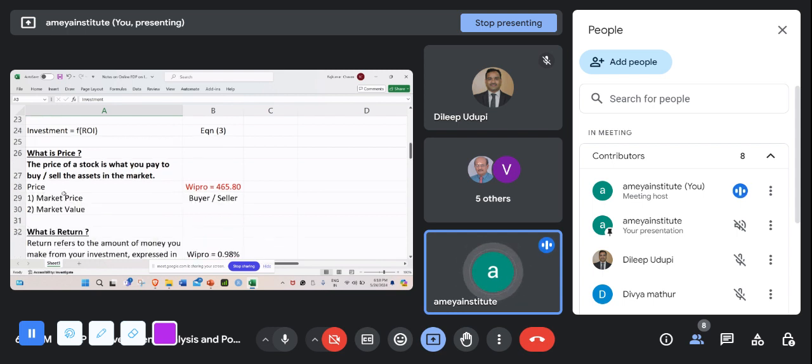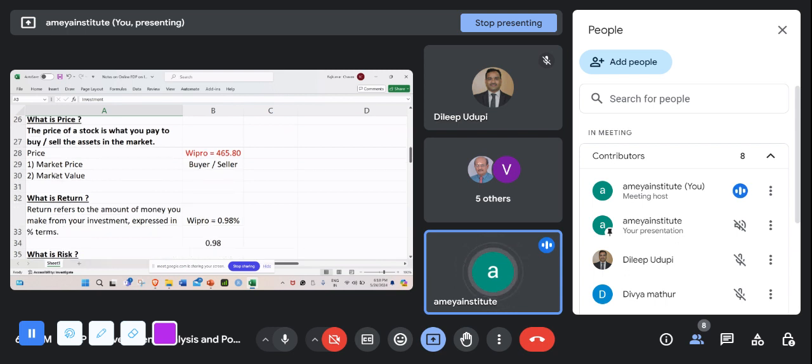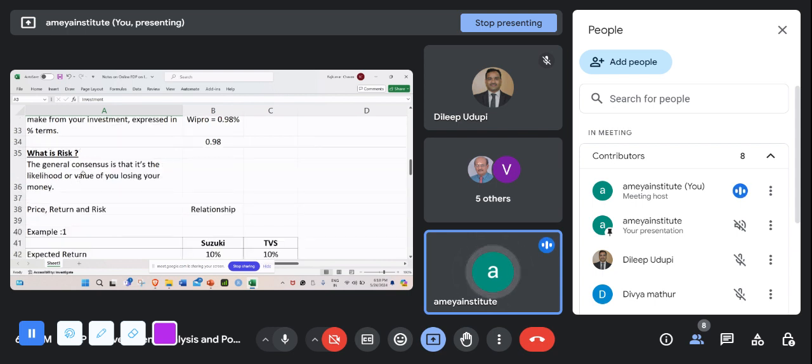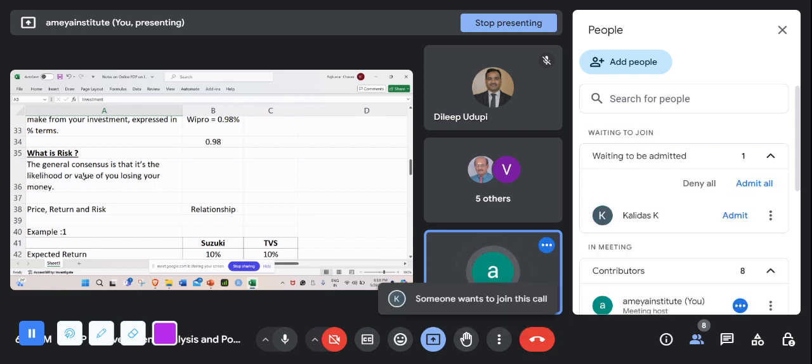Then we discussed the price concept. Price is what you pay to buy or sell assets in the market. There are two types of price, market price and market value. Then we discussed what is return. Returns are nothing but the amount of money you make from your investment, expressed as a percentage. Then we discussed what is risk. It's the general consensus on the likelihood of losing money, that's risk.